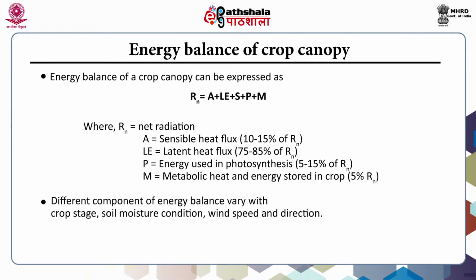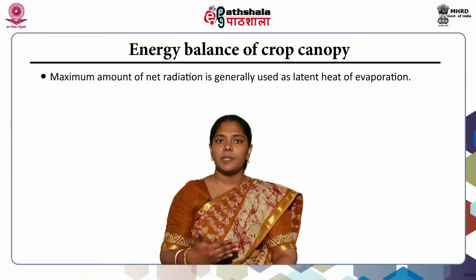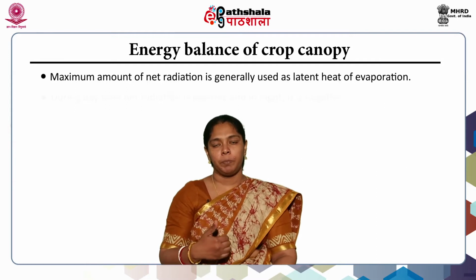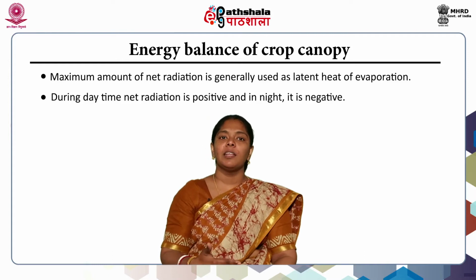The different components of energy balance vary with crop stage, soil moisture condition, wind speed and direction. The maximum amount of net radiation is generally used as latent heat of evaporation. During daytime, the net radiation is positive and at night it is negative.